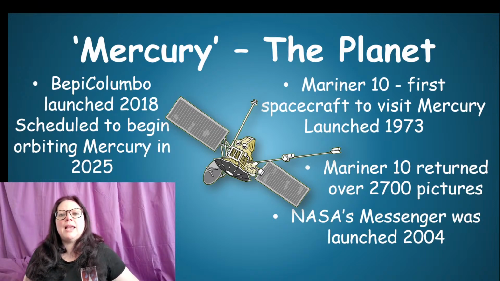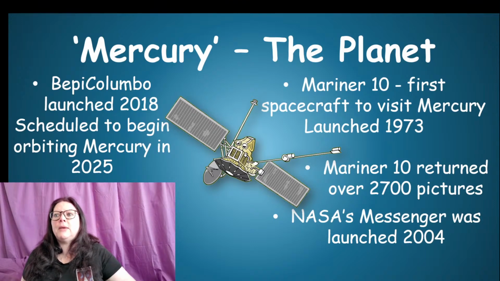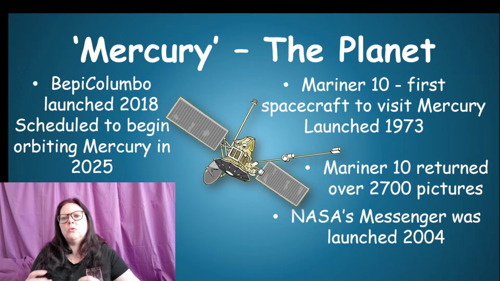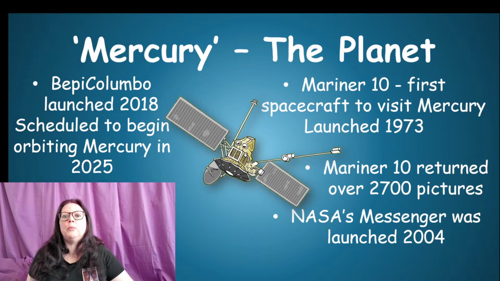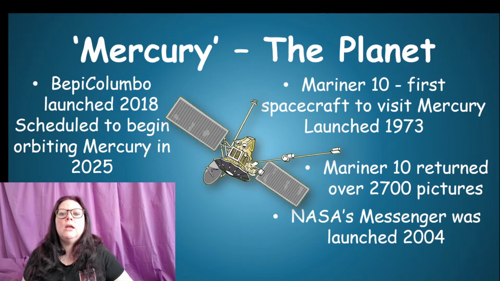The next one to be sent by NASA was Messenger, which was launched in 2004, and that orbited Mercury for more than 4 years. There is a current mission on. The European Space Agency and JAXA have launched a joint mission, which was launched in 2018, and it is scheduled to begin orbiting Mercury this year. And it's supposed to operate for about a year. But as we've discovered with a lot of these spacecraft, sometimes they can be sending back signals past that point. So we'll see.